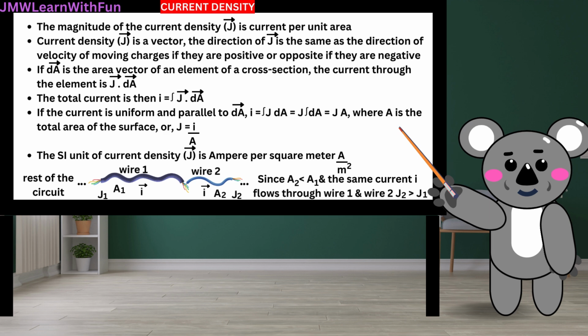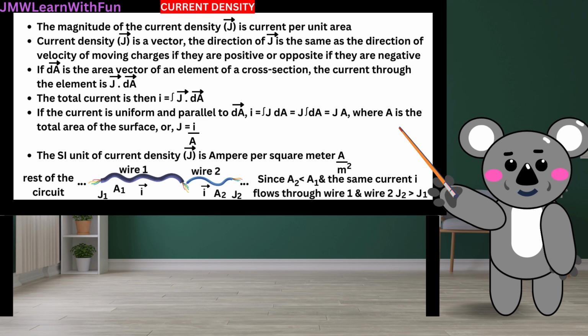If the current is uniform and parallel to vector dA, I equals the integration of J dA, equals J times the integration of dA, equals JA, where A is the total area of the surface, or J equals I by A. The SI unit of current density vector, J, is ampere per square meter, A by m².